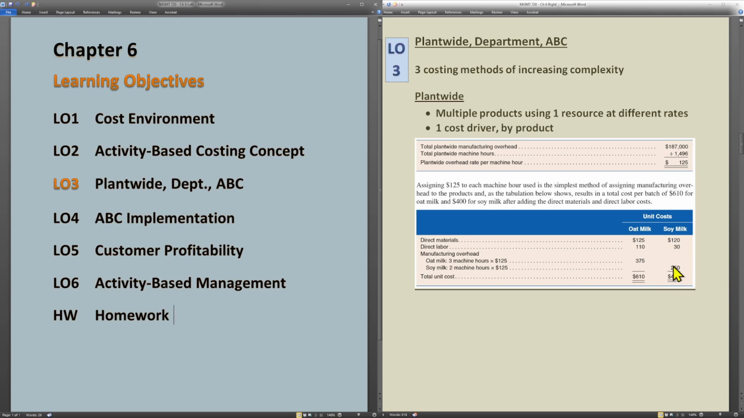And if I were to go through the exercise and just consider them as one product, the cost would be somewhere in the middle. It'd be something like $500. And that would mean that we would have overcosted soy milk and maybe charged too much, and we would have undercosted oat milk and not charged enough. So the first level of complexity is still one cost driver, but perhaps we've got 2 different types of products that use that one resource at a different rate.